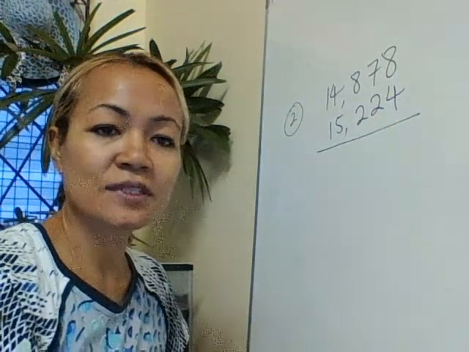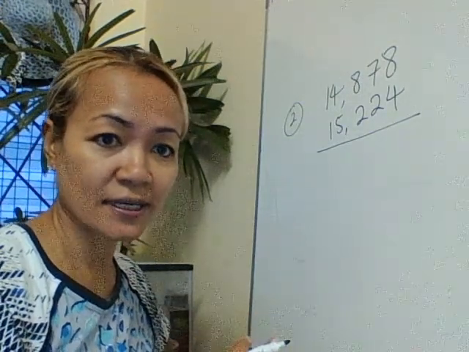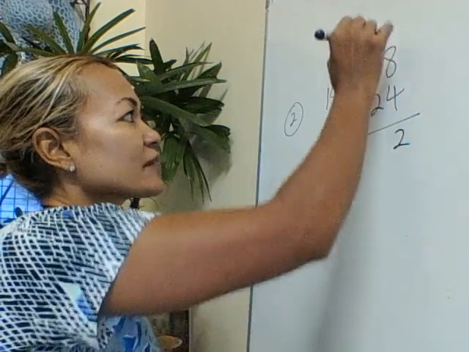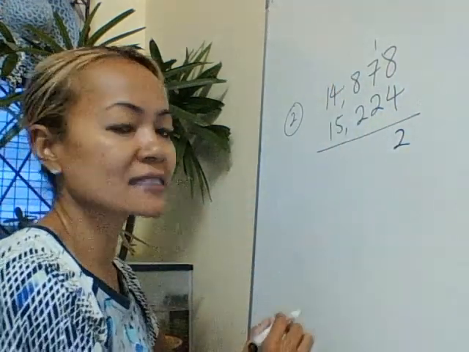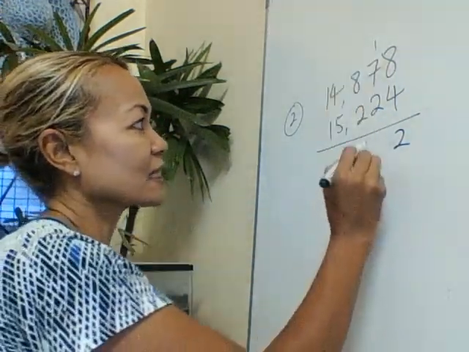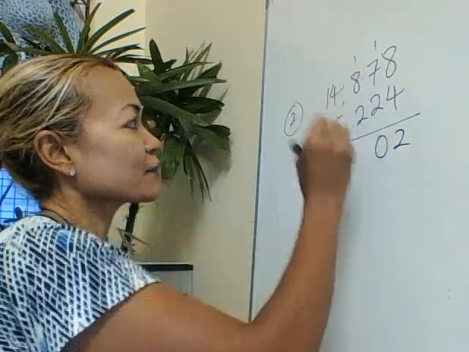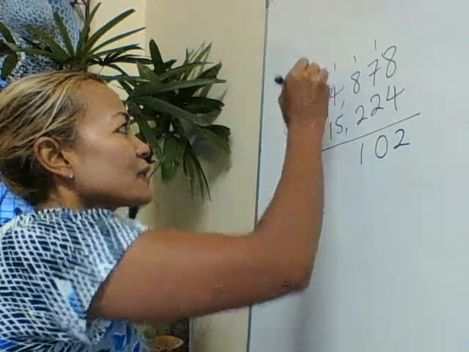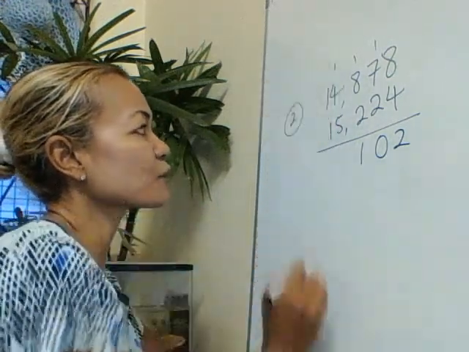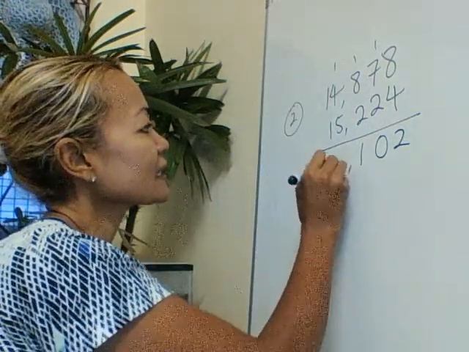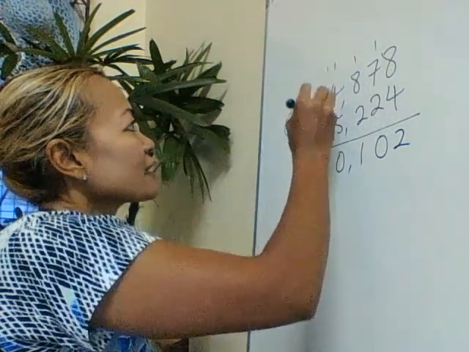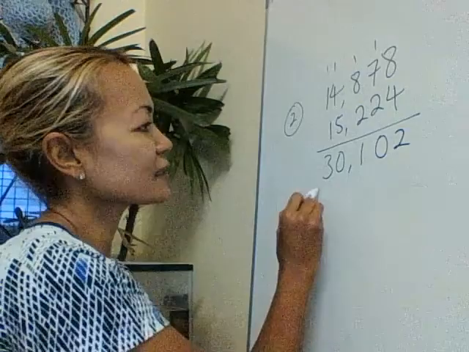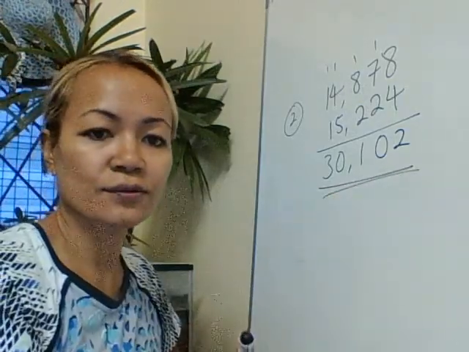The sum just means you're going to add it together. 8 and 4 is 12, carrying 1. 7 and 2 is 9, plus the 1 is 10, so 0, carry 1. 8 and 2 is 10, plus the 1 is 11, 1, carry 1. 4 and 5 is 9, plus the 1 is equal to 10, 0, carry 1 there, so 1, 2, 3. 30,102.